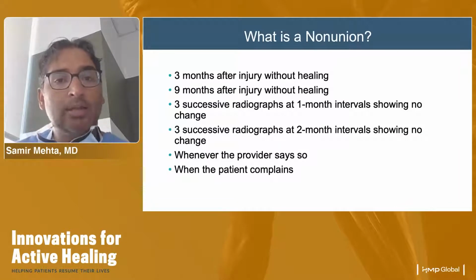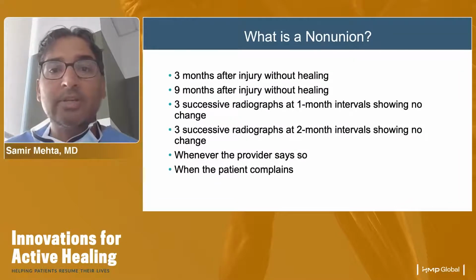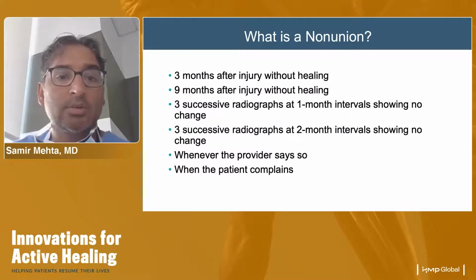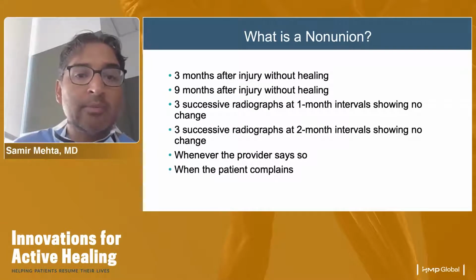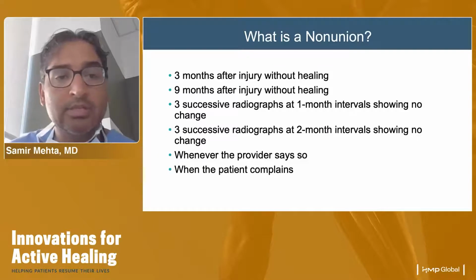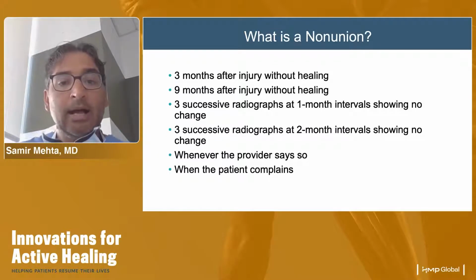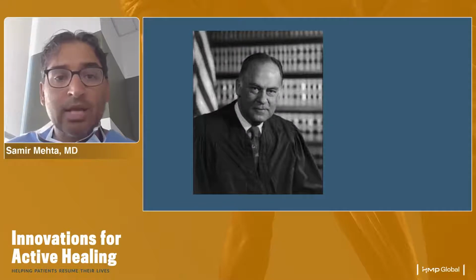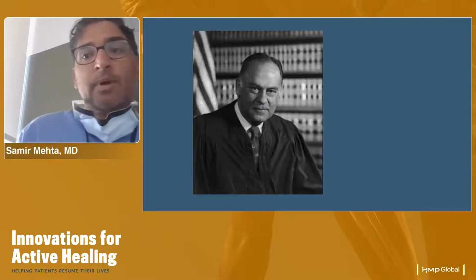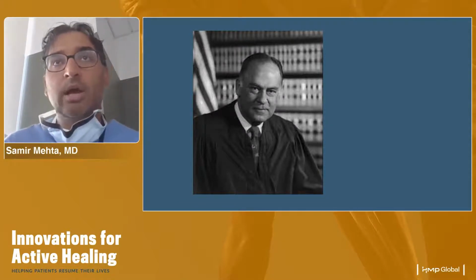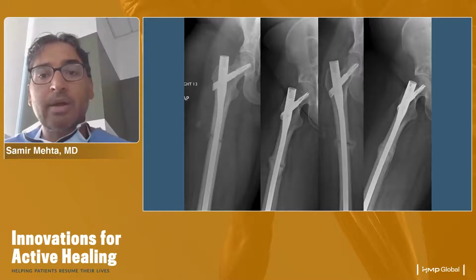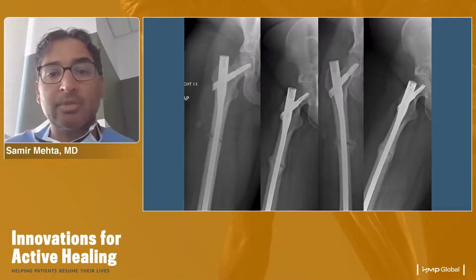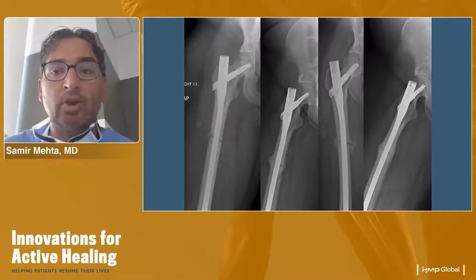And so we talk about what's a non-union. How do we define non-union? And there's different ways to do it. Some people say it's 3 months after an injury without healing. Some argue it's 9 months after injury. You can go through these numbers, but ultimately, when we talk about non-unions, I think about Justice Potter. Justice Potter was a Supreme Court justice who had a famous saying around the concept of pornography. He said that he doesn't know how to define it, but he knows it when he sees it. And so when we talk about non-unions, I would argue it's the same thing. I'm not sure how to define it, and there are different definitions.